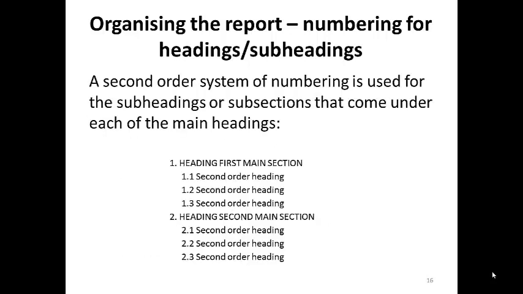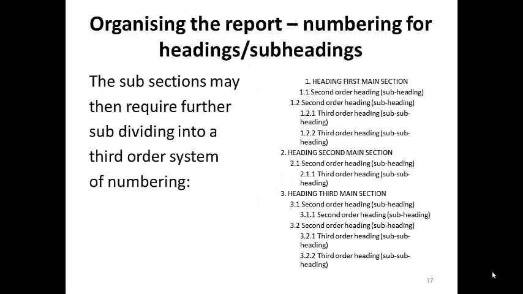A second order system of numbering is used for the subheadings or subsections that come under each of the main headings. As you can see, under heading of the first main section, you've got 1.1, followed by 1.2 and 1.3, and the same thing for the second heading, 2.1, 2.2, 2.3, etc. And then you might have further subsections, which of course require even more subdividing into a third order system of numbering, into 1.2.1, 1.2.2, and so on. So you get the idea.